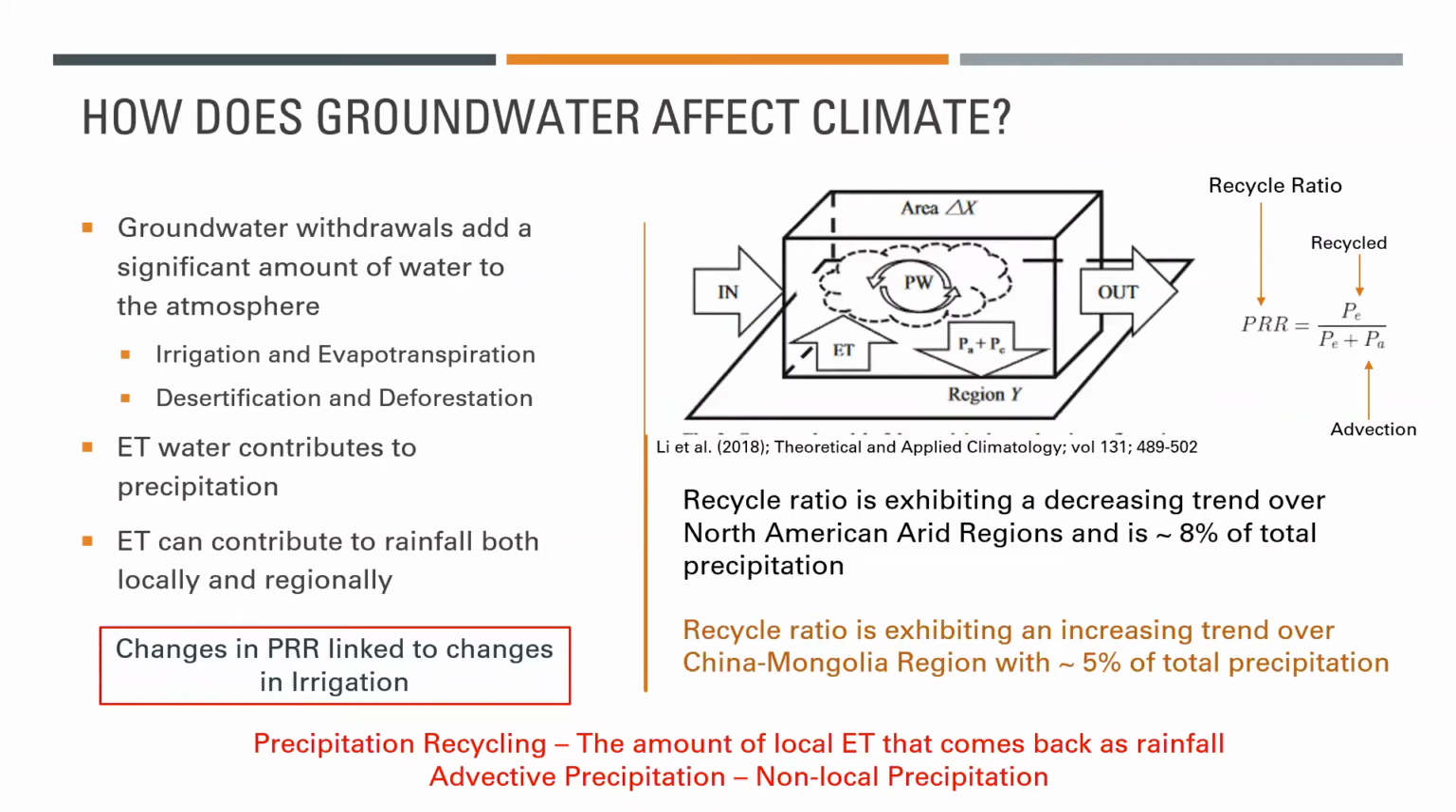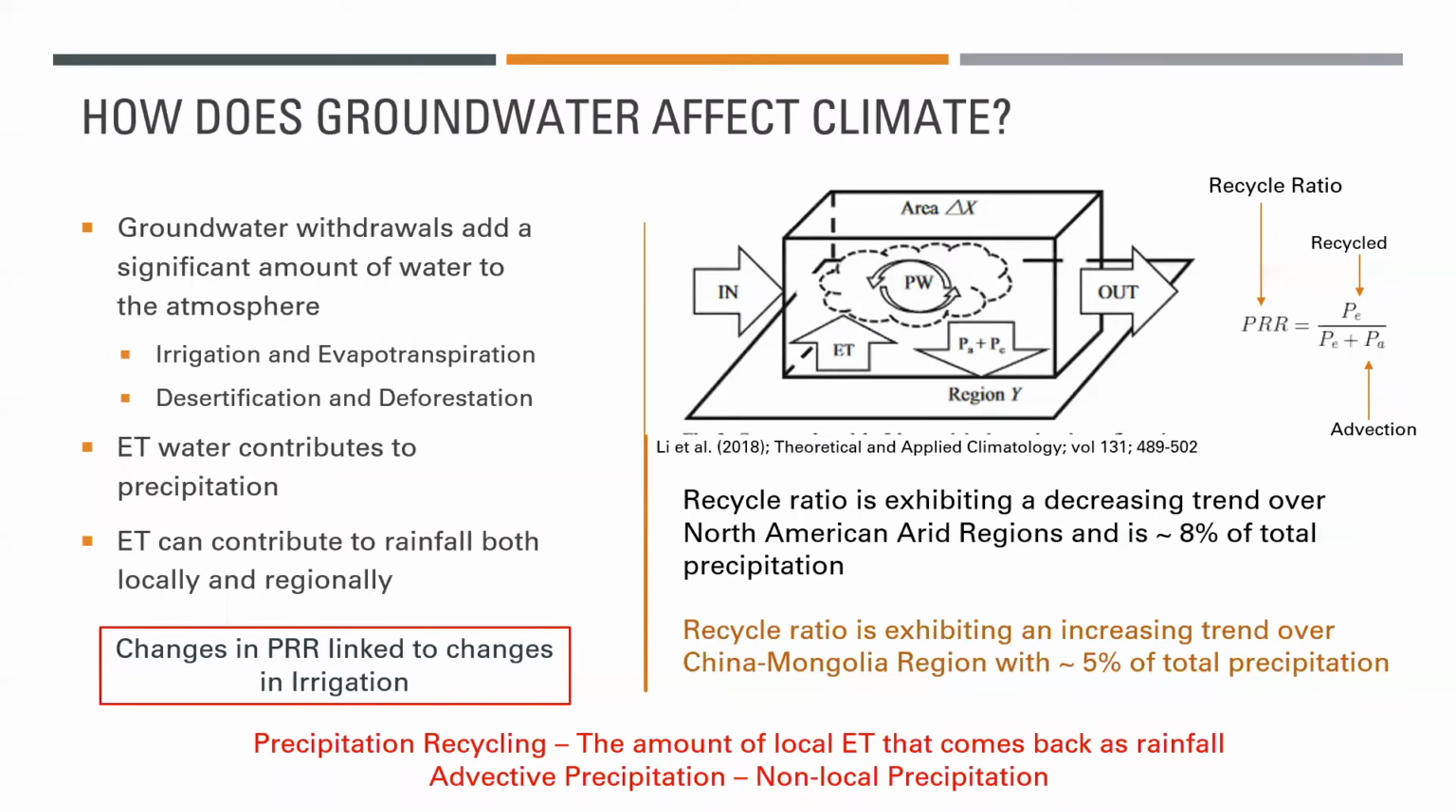So groundwater withdrawals add a significant amount of water to the atmosphere. As I said, with irrigation, the key parameter there is the evapotranspiration. This is the amount of water that's taken up, either water that's on the surface, say in ponds or in springs, but also mostly by plants, and transpired or put into the atmosphere. And of course, as we change our land use, there's desertification, deforestation. We change the amount of evapotranspiration that's taking place. And similarly, if we grow crops, we're going to change our evapotranspiration.